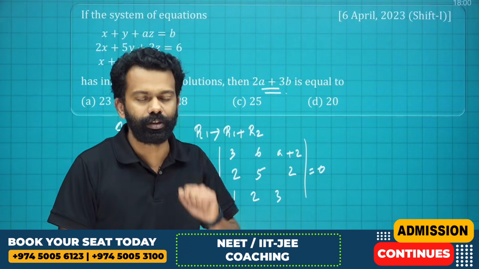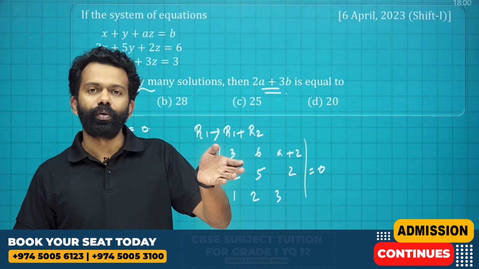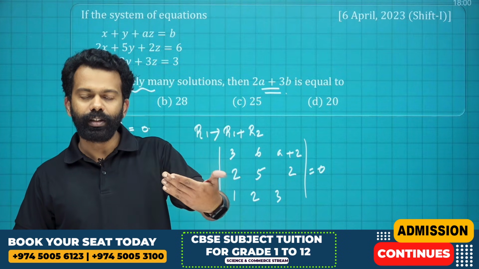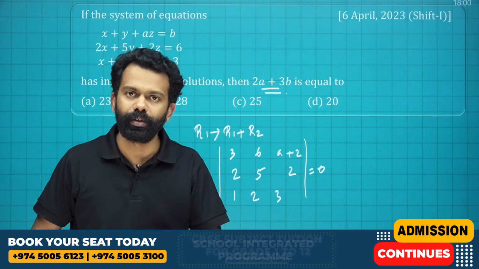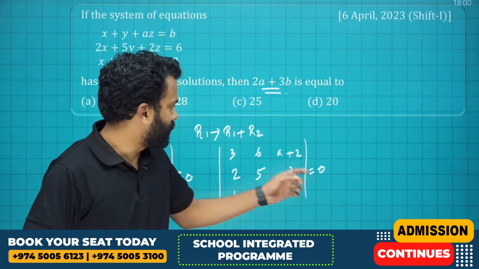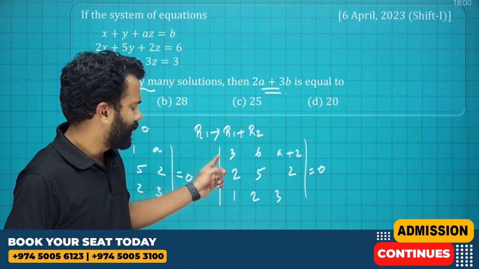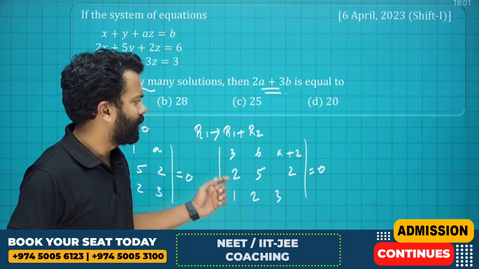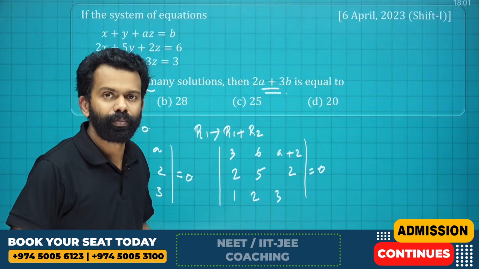See, using the properties of determinant, as I told you before, if all the elements of a row are equal to the scalar multiple of all the elements of any other row, then the value of the determinant is 0, right? See, what are the elements in the first row? 3, 6, a plus 2. Let's take the first two elements, that is 3 and 6. Are they equal to the scalar multiple of elements in any other row?